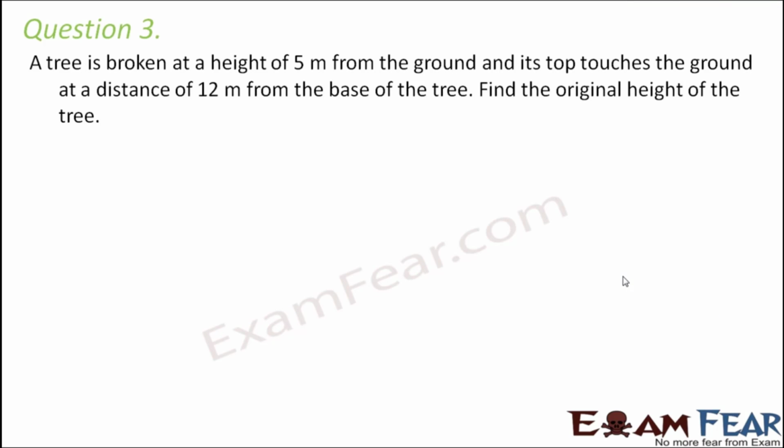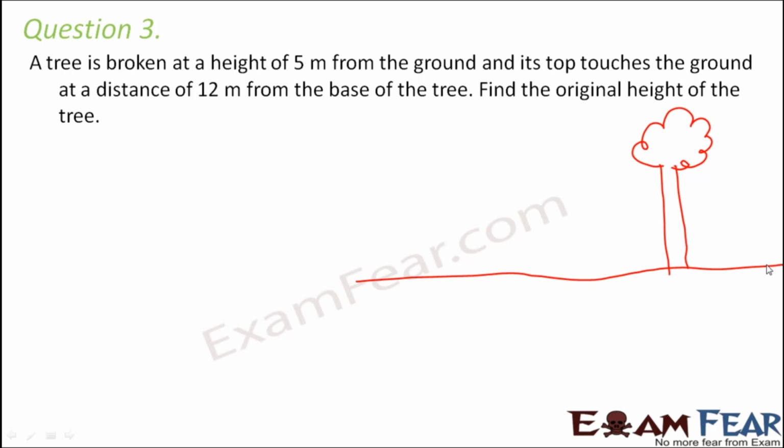Question number 3. A tree is broken at a height of 5 meters from the ground and its top touches the ground at a distance of 12 meters from the base of the tree. So here you have to understand something. Let's say that you had a tree like this. And let's say that this is the ground. So this is how the tree was initially. Now you need to find the total height of the tree, the original height of the tree. So this was the original height of the tree.